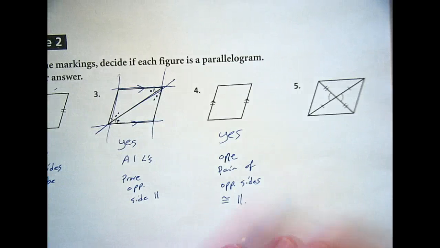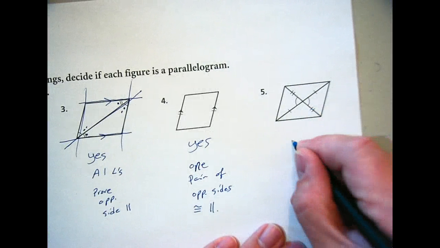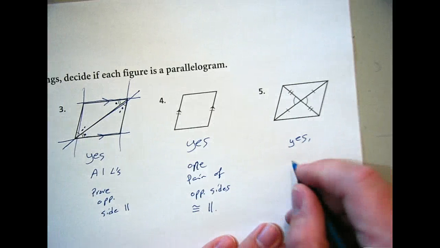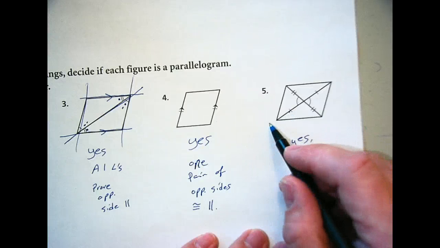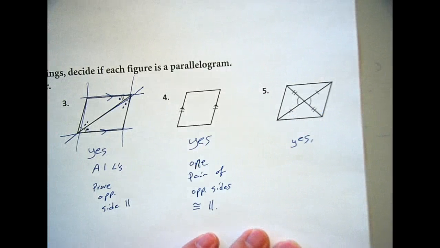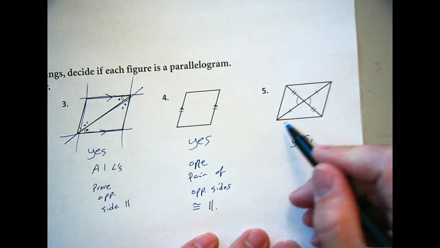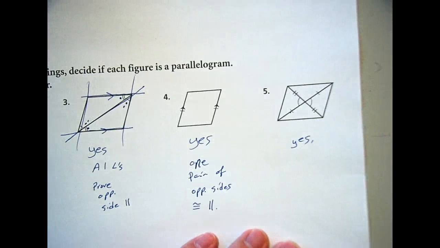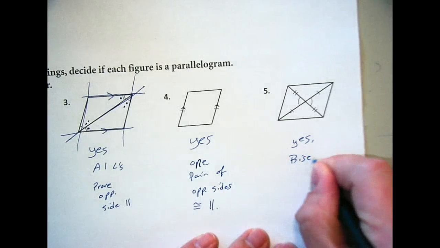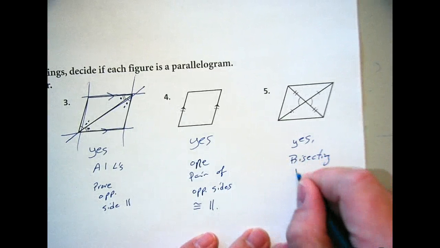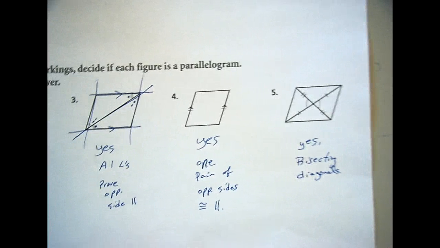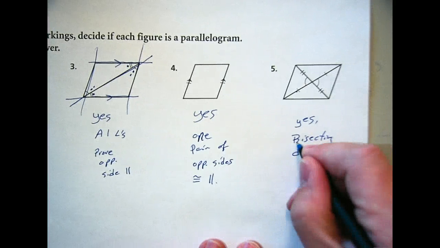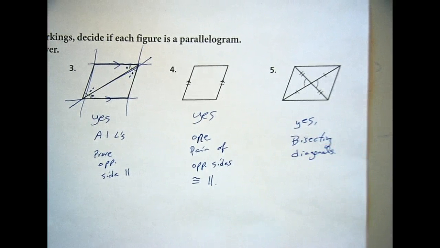Okay, who says yay? Number 5, yay? How come? What's it called? Bisecting what? Bisecting lines. What do we call those lines? Bisecting diagonals. Good. Bisecting, meaning cutting in half, diagonals, meaning they're not sides. Diagonals. That's spelled so weird.